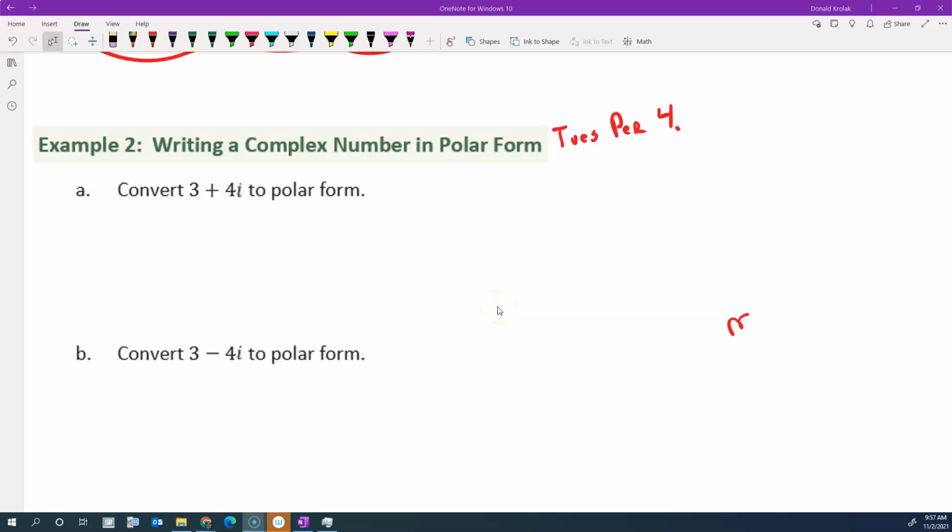So what you're going to have to do, right now this is in rectangular form, and we want to convert it into polar form. Okay, so there's two things that you got to find. First, you got to find the radius, so you got to find r. So you have to get the modulus, I should say. Okay, so that's easy.